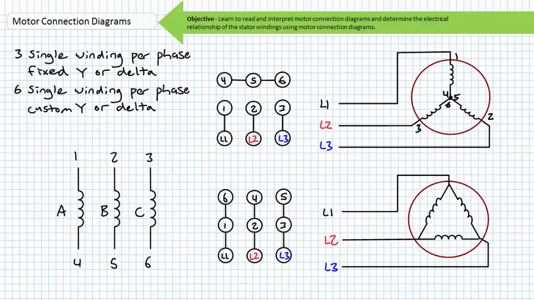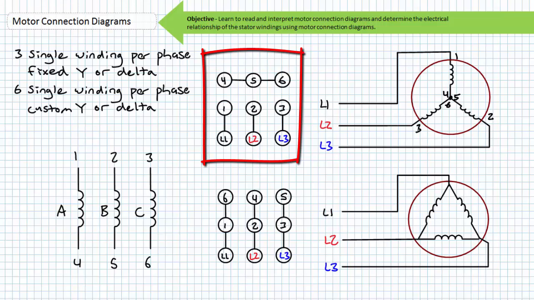Given nodes 4, 5, and 6 forming the central node of the Y are now accessible, a technician has direct access to the voltage across each winding without resorting to any mathematical trickery for power consumption calculations. The motor connection diagram might illustrate a 6-lead Y configuration using a diagram similar to this.